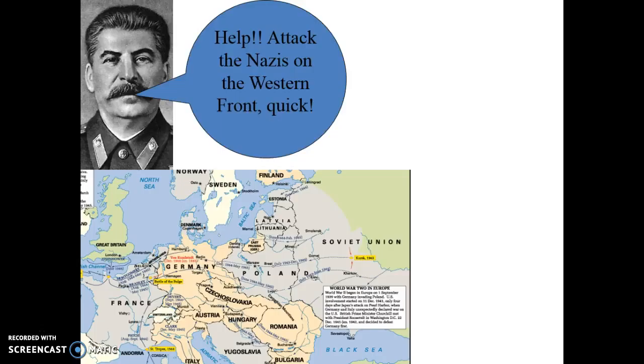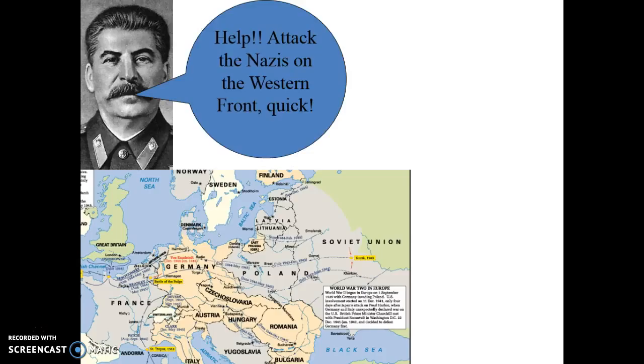Stalin basically had been begging for relief. For this whole time, the Russians had been taking on the brunt of the fighting against Germany, and so he really needed the Allies to open up a Western front against Germany. You might remember from the First World War, there was an Eastern and a Western front, where Germany was fighting the Allies on the west as well as the Allies on the east.